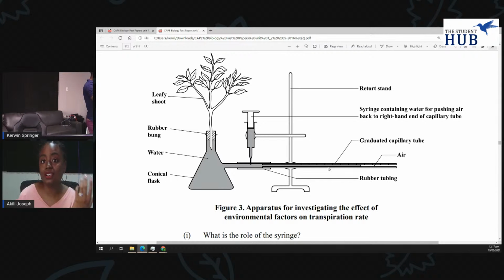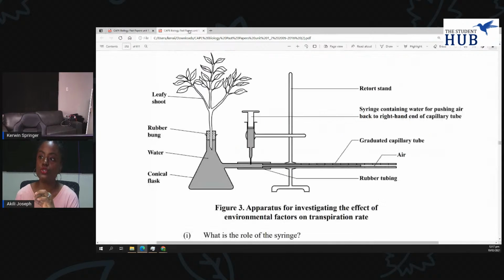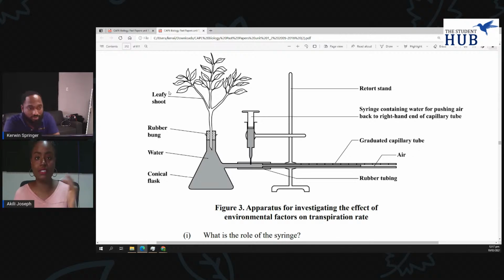But that's how we are accustomed to using this setup. But what they're doing in this particular question is looking at stomatal distribution. So this is where you had to put on your thinking hat and ask, well, how would I use this setup to look at stomatal distribution instead? So to look at stomatal distribution, they want to look at the number of stomata at the top of the leaf versus at the bottom, right?